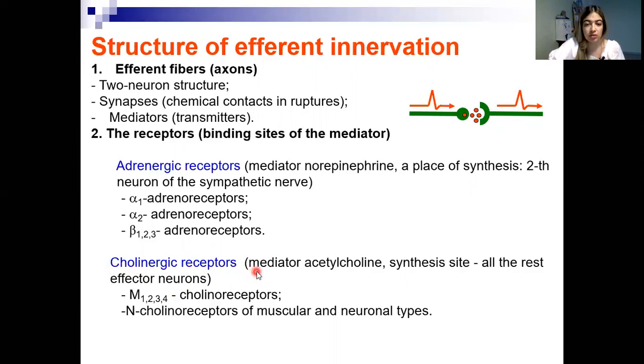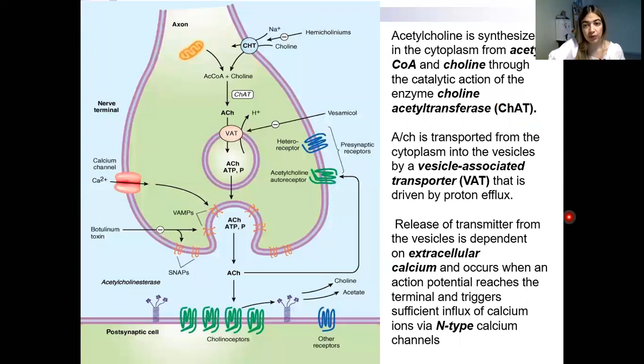So cholinergic receptors are stimulated by the mediator acetylcholine, and there are several types of them: M1, M2, M3, M4 cholinoreceptors, and also we have N cholinoreceptors. So these are two big groups of receptors: M, muscarine-sensitive cholinoreceptors, and N, nicotine-sensitive cholinoreceptors. They have different localization and different effects. So later we will discuss what the difference is between them. But firstly, we will see what happens in the synapse of the cholinergic ending.